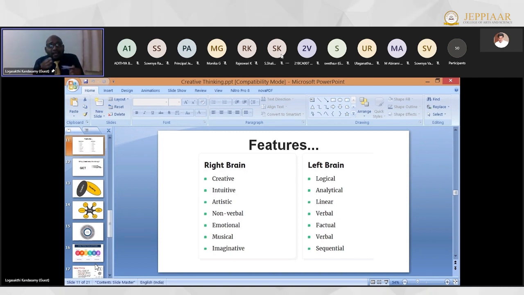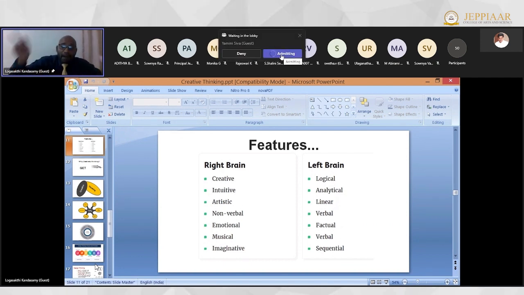But still, there is much research going on. How shall we balance both the brains so that you can gain both skills, analytical skill as well as creative skill? The right brain is more of creative skill, whereas the left brain is more analytical and logical oriented. So much research is going on about balancing.